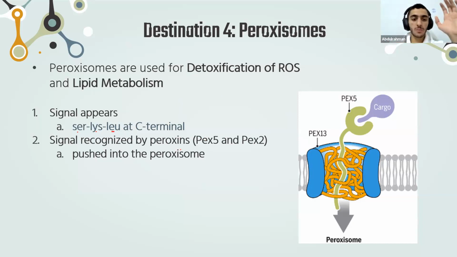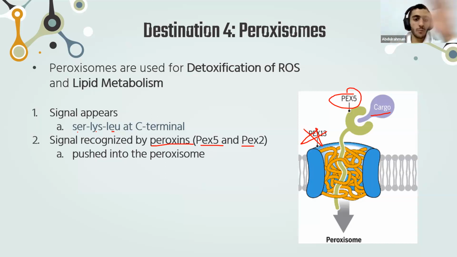And what are our receptors? They're called peroxins, or PEX5 and PEX2. So you got this signal, you got your peroxins, PEX5 or PEX2. You don't really need to know this. You don't need to know the details. Just know that the signal with the receptor pushes it inside the cell, right?